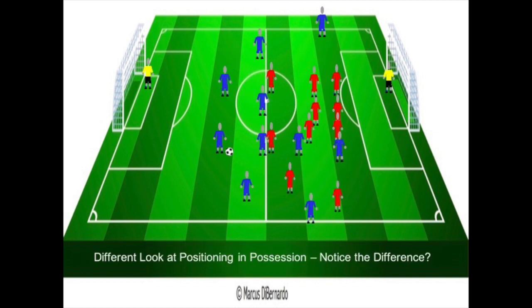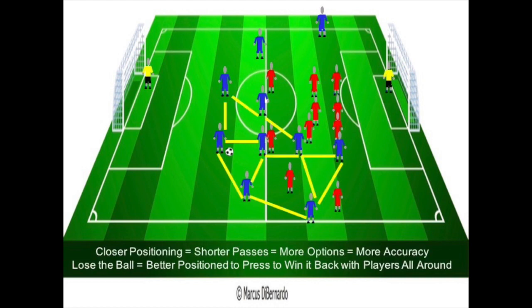Now take a look at this positioning compared to the one that we just saw. Do you see a difference in this? Well, now look at how close all the players are together. So all the passes are shorter. You're talking about 5 and 10-yard passes. So the accuracy and the possession is going to be higher. Now, if you lose the ball, your ability to press and win it back is also much greater.